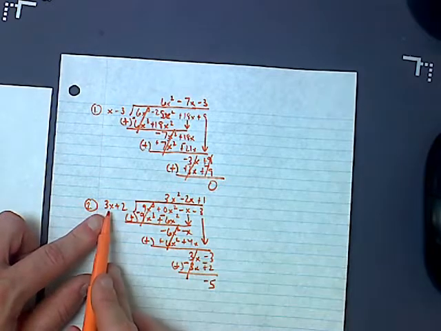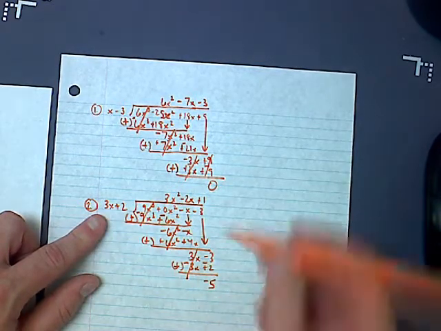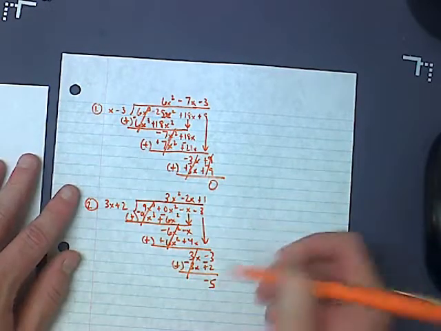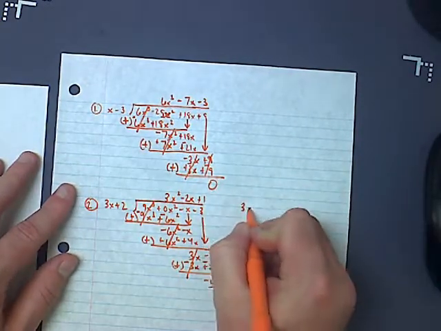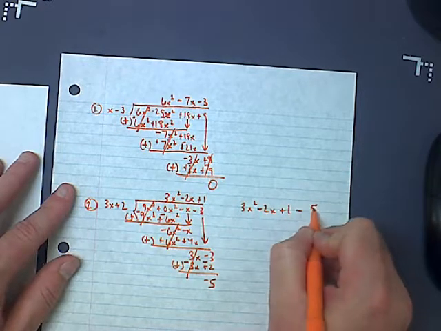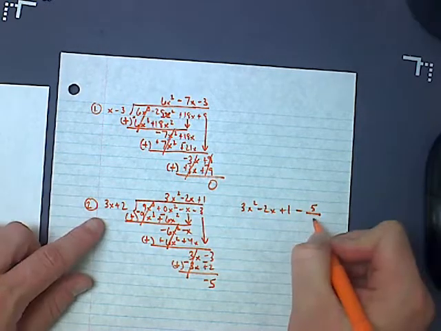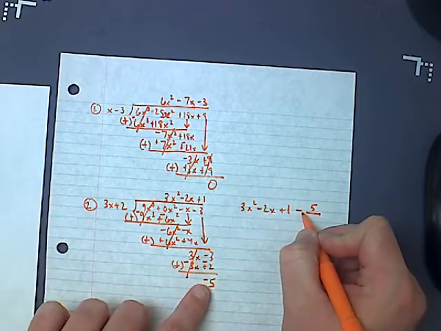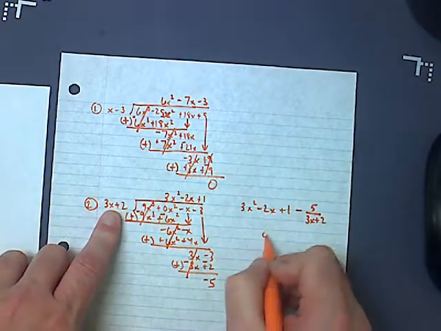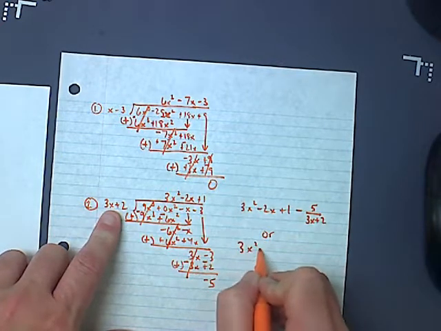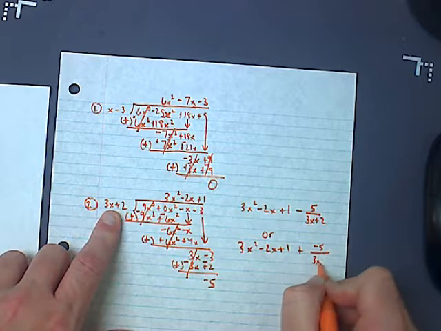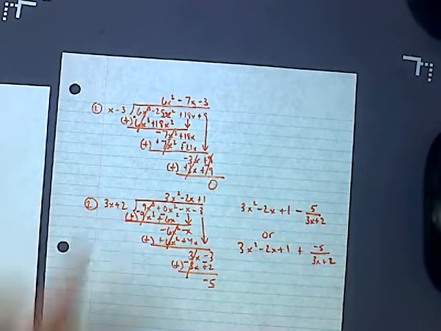Now you have two things here. You need two things down here where there's nothing else to bring down. So you're at the end of the problem. That is your remainder. So you would write it as 3x squared minus 2x plus 1 minus 5 over. This is how you write the remainder. I put a minus because of negative 5 over the divisor. You can have it this way, or you could write it the other way. I would take it either way.